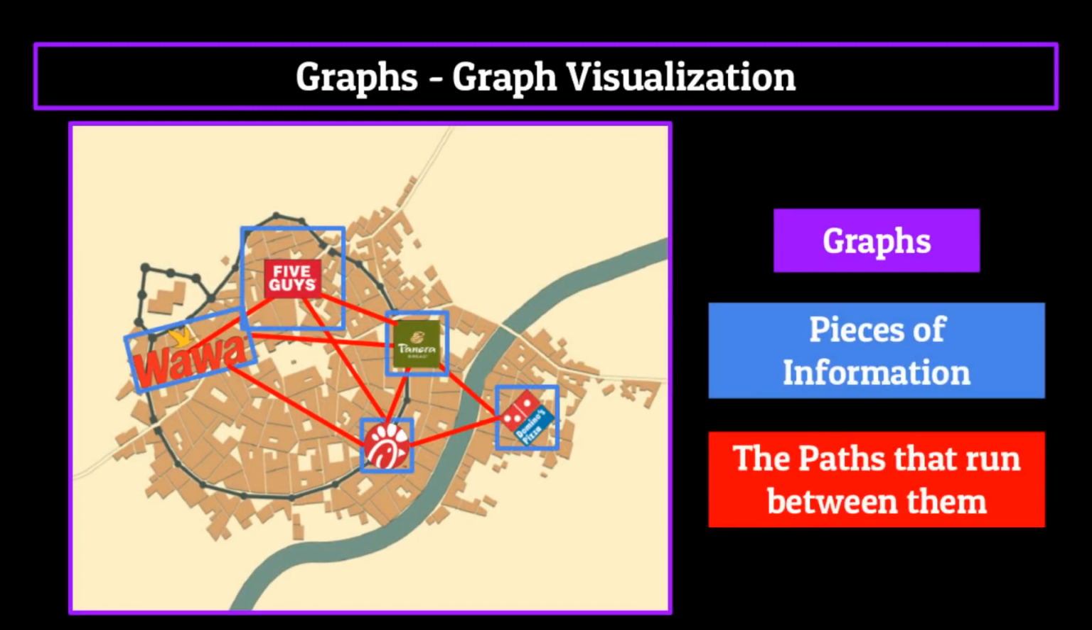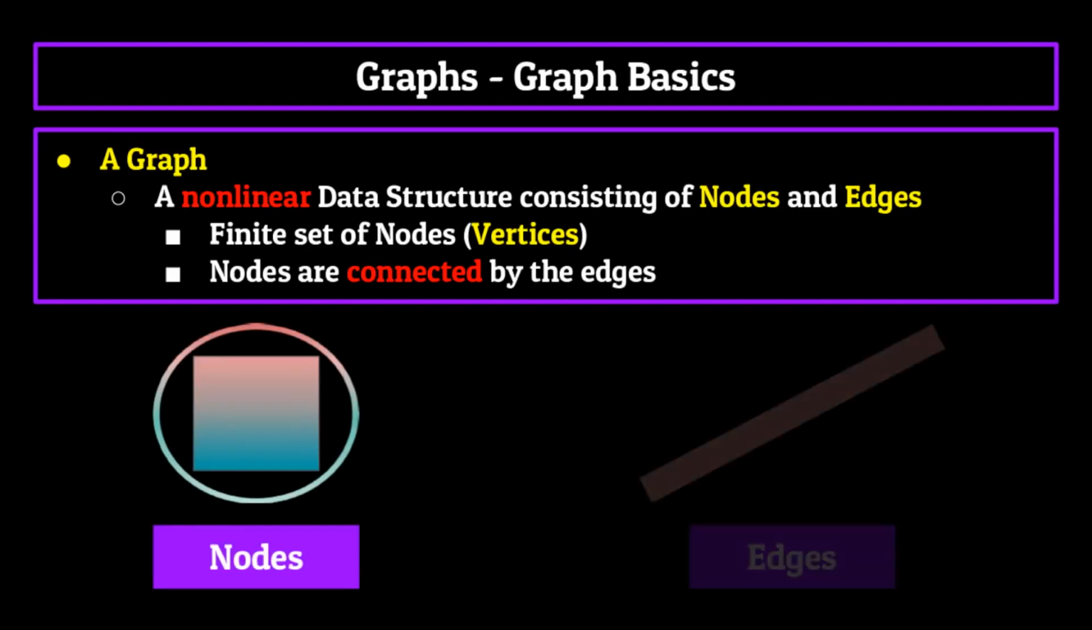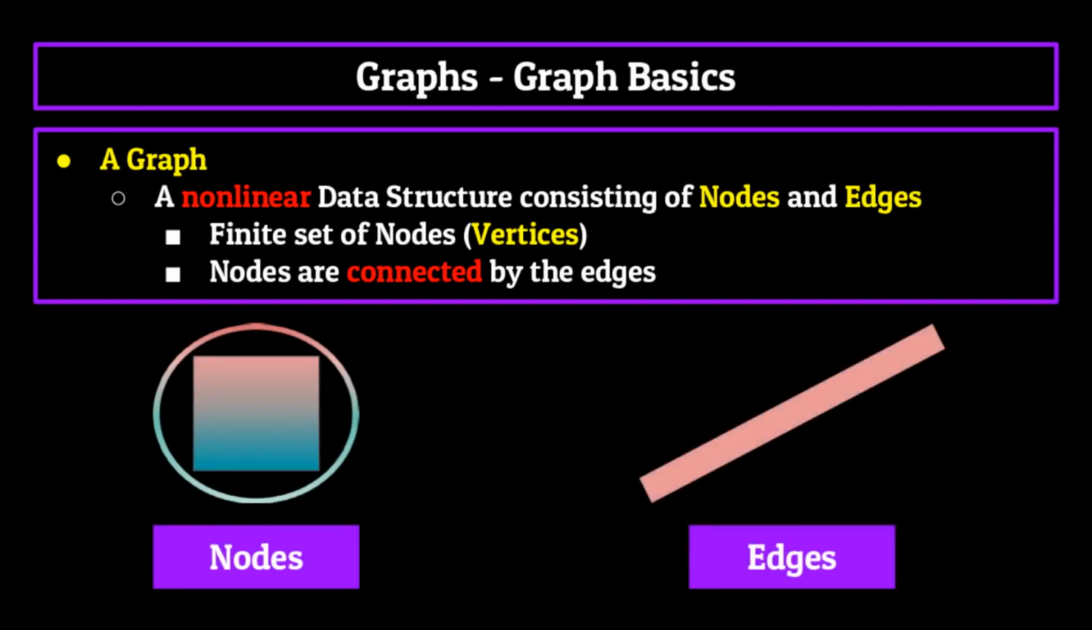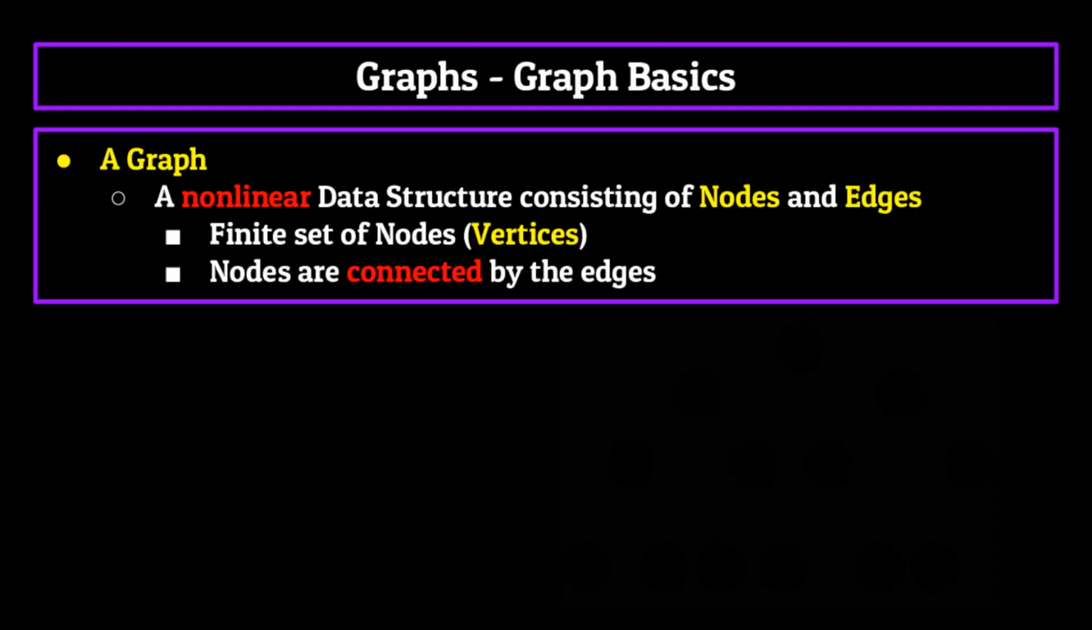Of course, this is just generally. By definition, graphs are a nonlinear data structure consisting of nodes and edges. There are a finite set of these nodes, or vertices, which are connected by edges. Nodes and edges should be familiar to you if you watched the segment on trees.